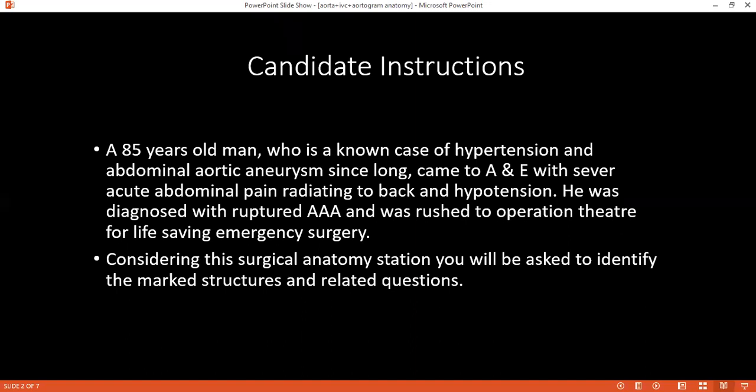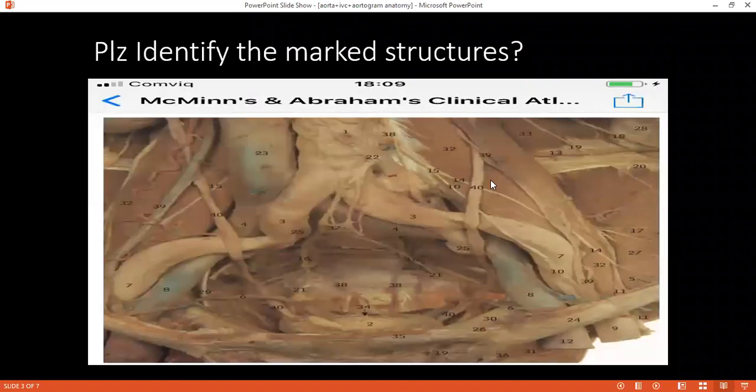Right, so if you have read and understood the surgical anatomy station, kindly tell me, what are you looking at? What is this organ, number one over here, if you can identify with my cursor? I think one is the aorta, the abdominal aorta. Can you please tell me at what level the aorta becomes the abdominal aorta? At T12. Okay.